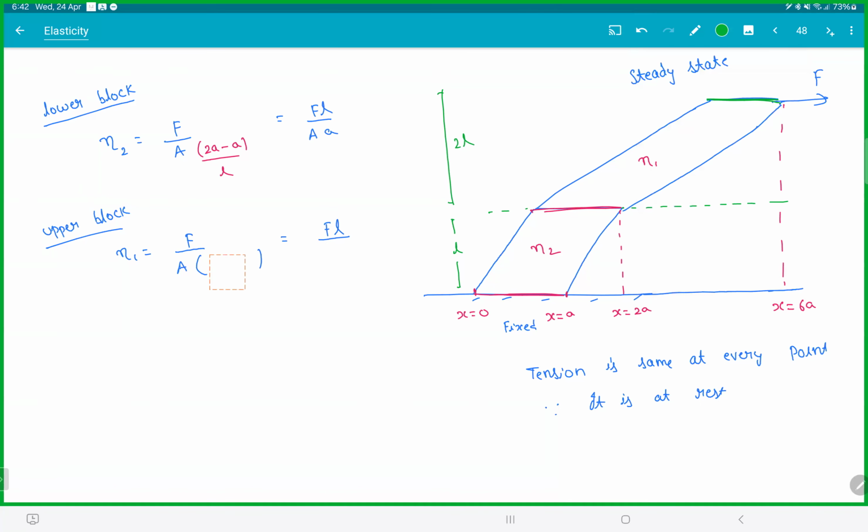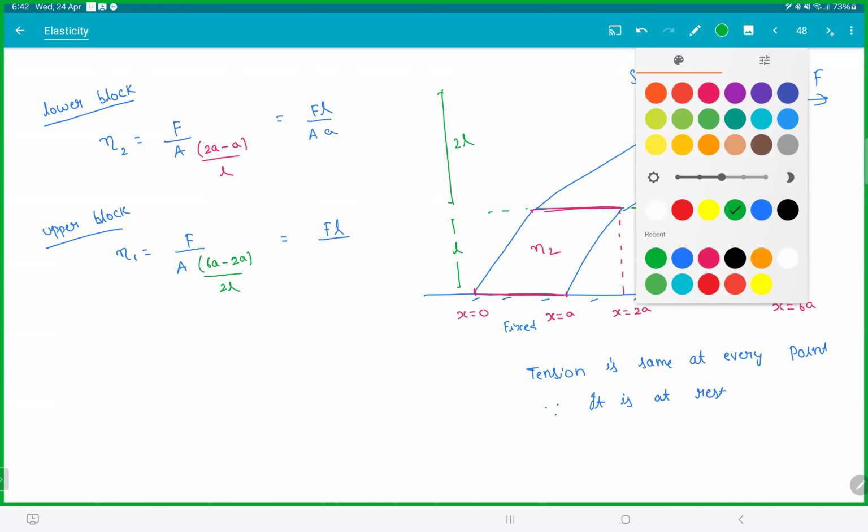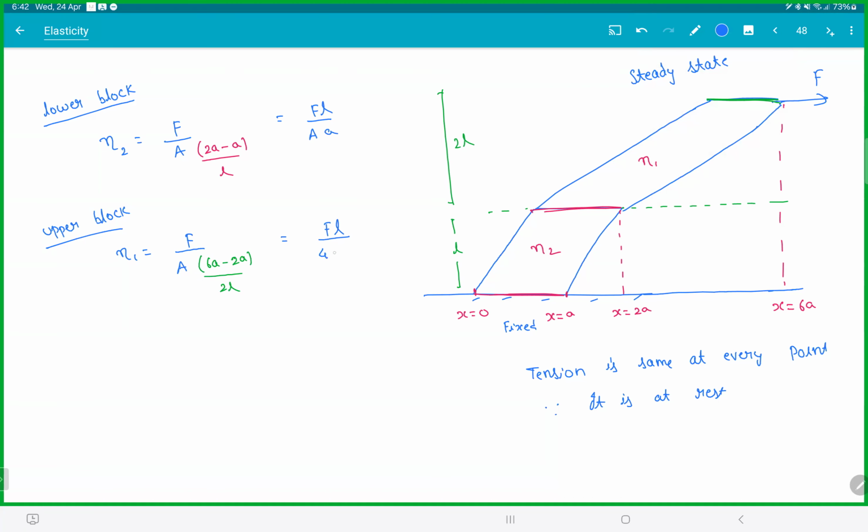So this guy would be 6A minus 2A by 2L. So this would be FL by 4A into 2A. You're done. So eta 1 by eta 2, if you divide them, you get 1:2. Easy? That's it. There's nothing much there. You just need to take the relative displacement of the upper surface and the lower surface.